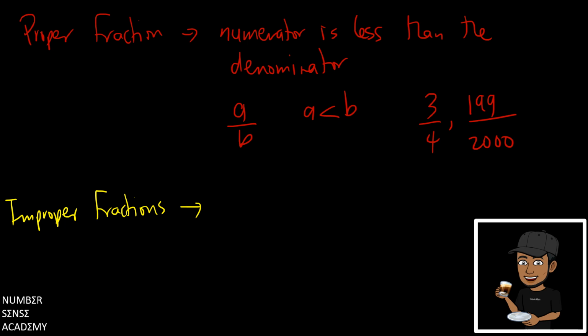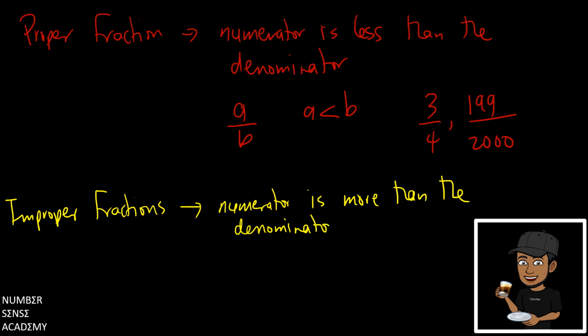And an improper fraction simply means that the numerator is more than the denominator. So in this case, we have a over b, but a is greater than b. So 15 over 5, 2010 over 2001. These are examples of improper fractions.